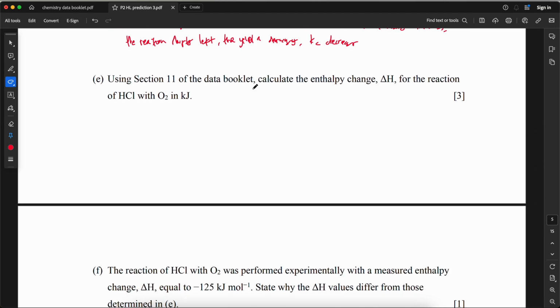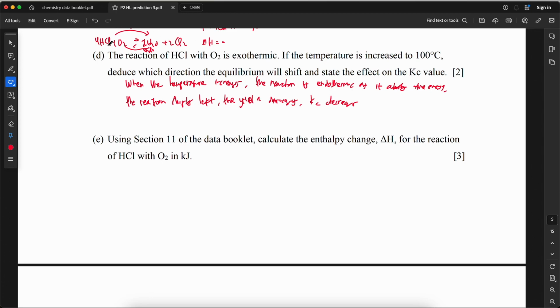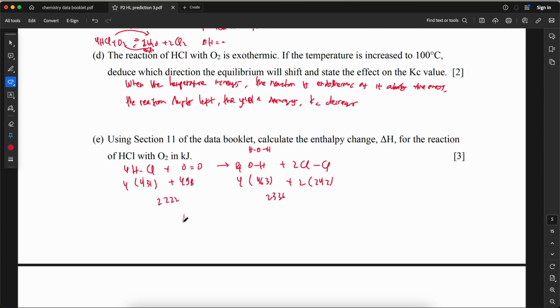Using section 11 of the data booklet, calculate the enthalpy change delta H for the reaction of HCl with O2 in kilojoules. So that would be average bond enthalpy. For HCl plus O2, 2HOH, right? So that would be 4 O-H plus 2 Cl-Cl. So 4 times 431 plus 498. 4 times 463 plus 2 times 242. This would be 2222, and this would be 2336. So delta H would be 2222 minus 2336, which is negative 114 kilojoules.